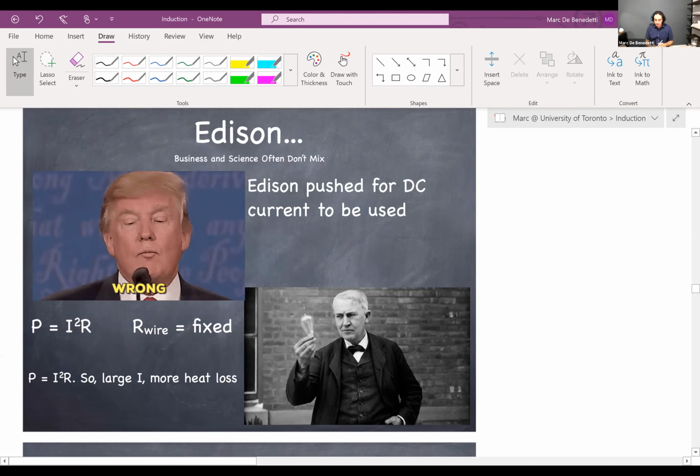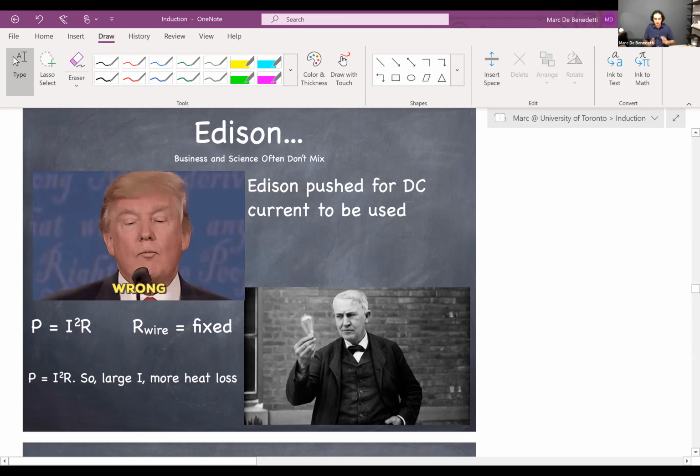Edison is largely considered to be the father of DC current. Now, people call Edison all sorts of things. They say he was a physicist or an inventor or something along those lines. Yeah, he dabbled in that, but above all else, Edison was a businessman.